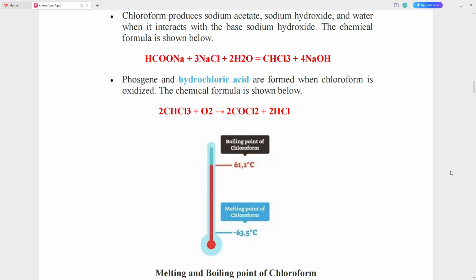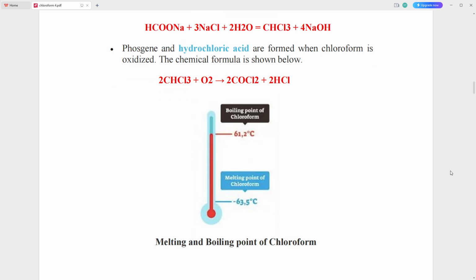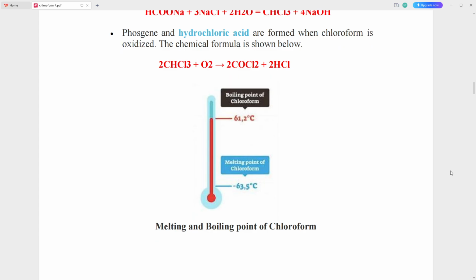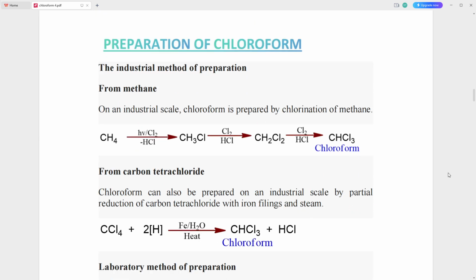Phosgene and hydrochloric acid are formed when chloroform is oxidized. The chemical formula is shown below. As you can see, this picture shows the melting and boiling point of chloroform. Now we discuss some of the preparations of chloroform.